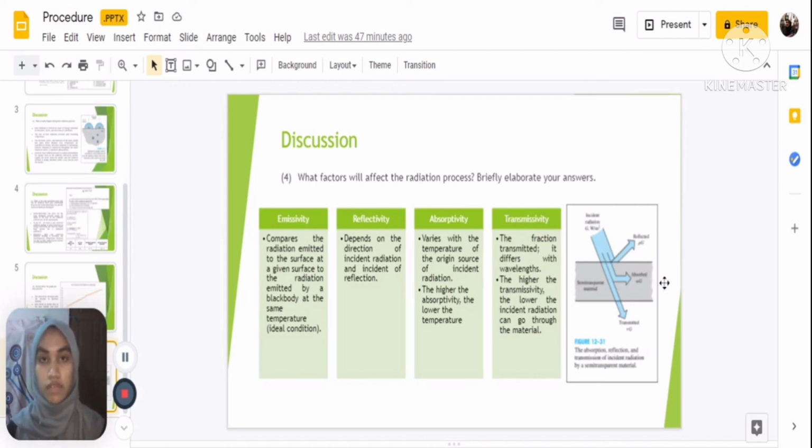Absorptivity will vary with the temperature of the origin source of incident radiation. Also, we need to know that the higher the absorptivity, the lower the temperature will be. Lastly is the transmissivity. The fraction transmitted will differ with the wavelength. So when a higher wavelength is given, the less incident radiation can go through the material.